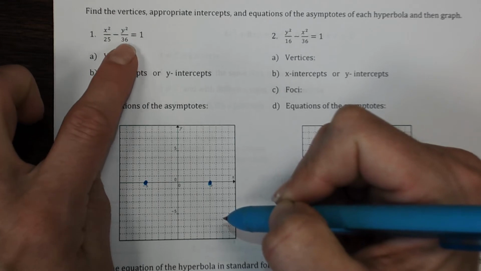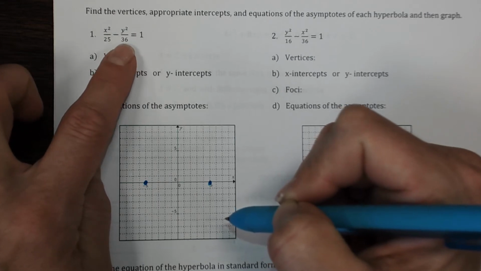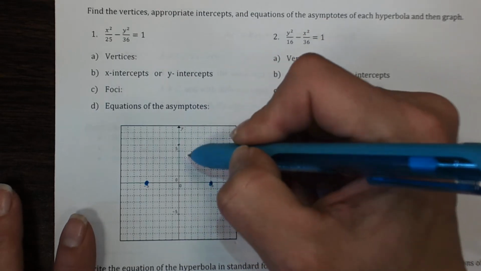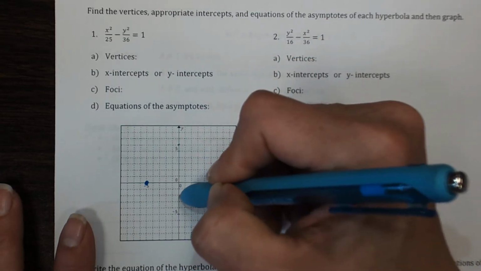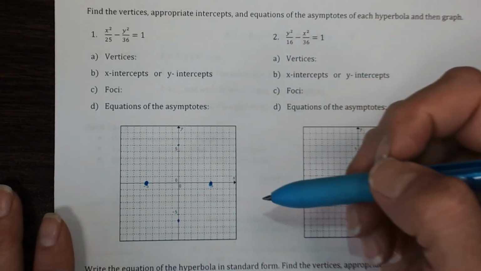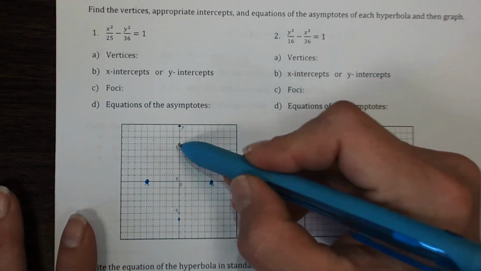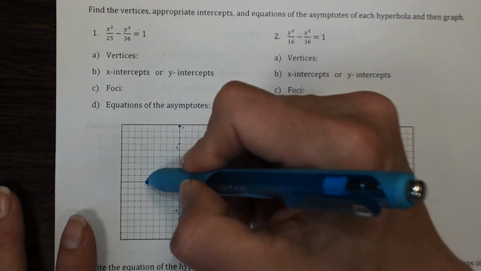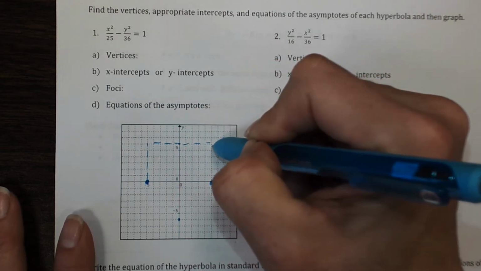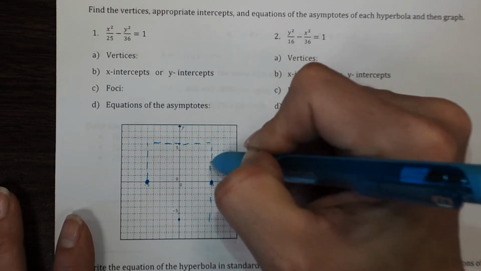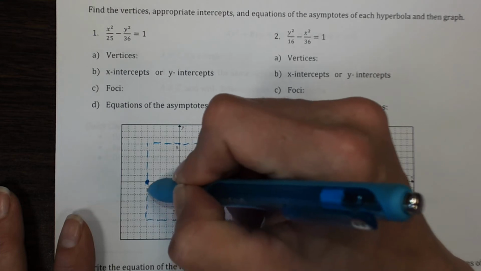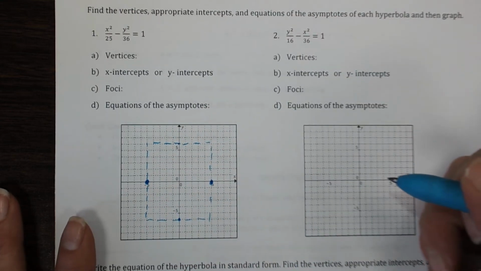And the b squared is 36, so it's 6. Now, I'm just going to barely put points here because there's actually not points at this point. It's not like our vertices and co-vertices. We need these points right here to help us draw in our box. Because I told you we're going to draw in that box, and that box is going to help us draw in the asymptotes that's going to give our hyperbola its shape.